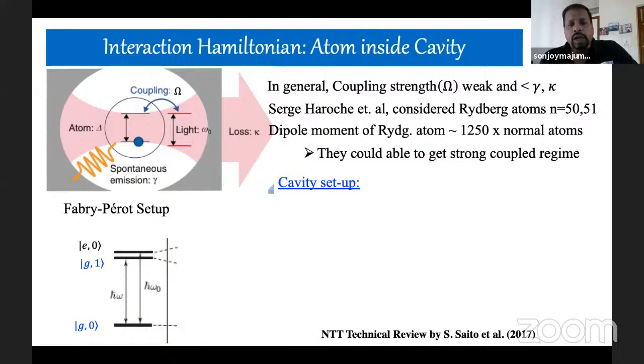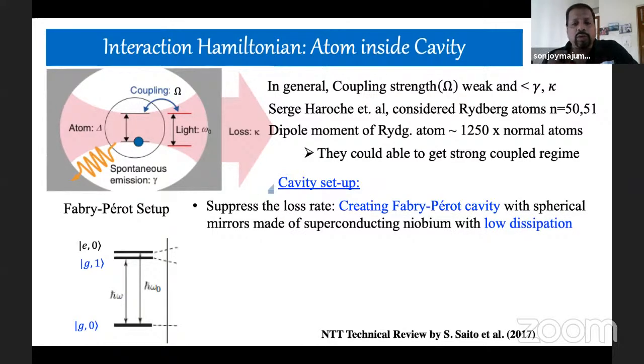Okay, for the cavity, we have to make some setup. As I said, the gamma has to be controlled. There is a technique they have used, which I am not able to explain, to stop or minimize the spontaneous emission rate. But one can do that. I can explain easily how to suppress the radiation loss, the electromagnetic light loss from the cavity.